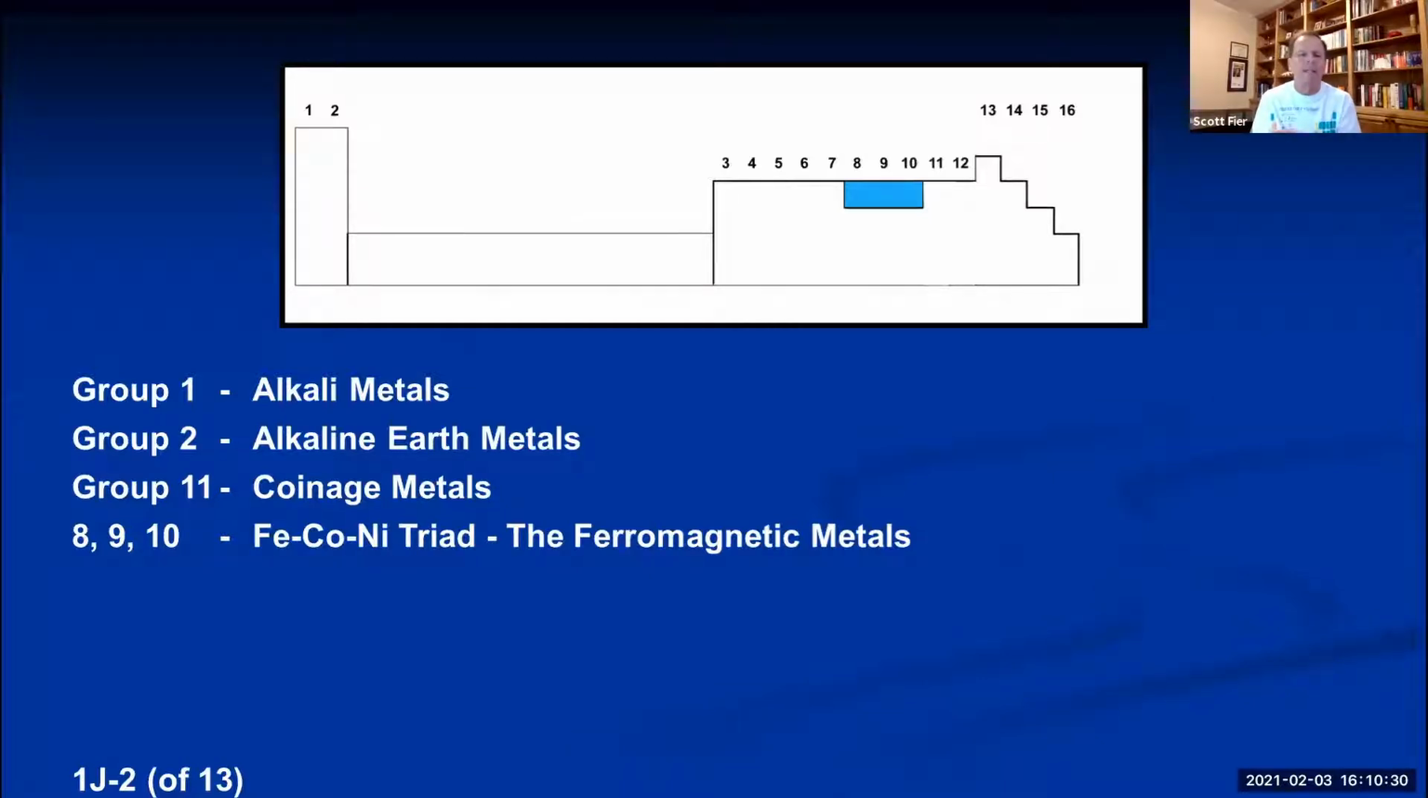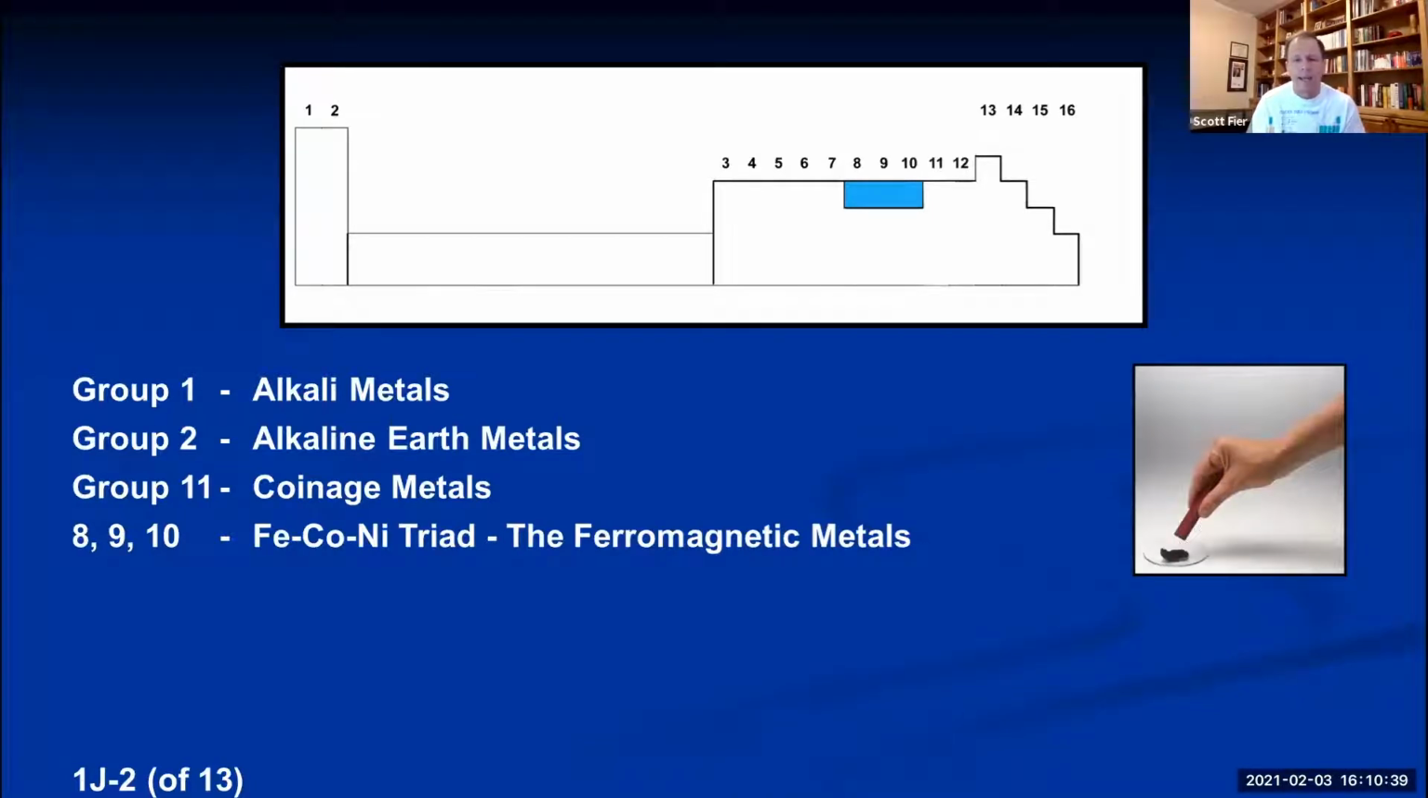Other elements don't make such big fields as iron does, so they're not as good at magnets. But technically, nickel and cobalt actually are magnetic metals as well, although iron is the most magnetic of all. So that's an interesting property about these 3.